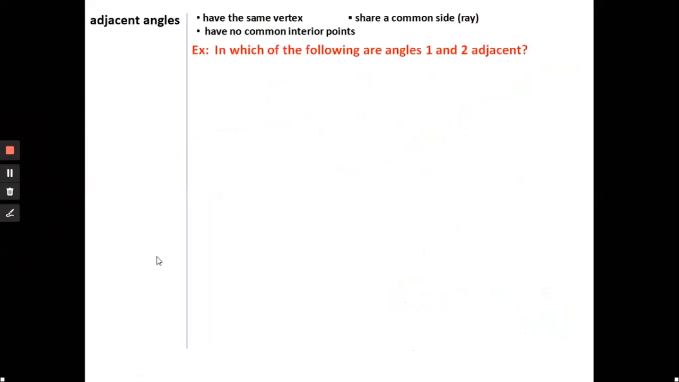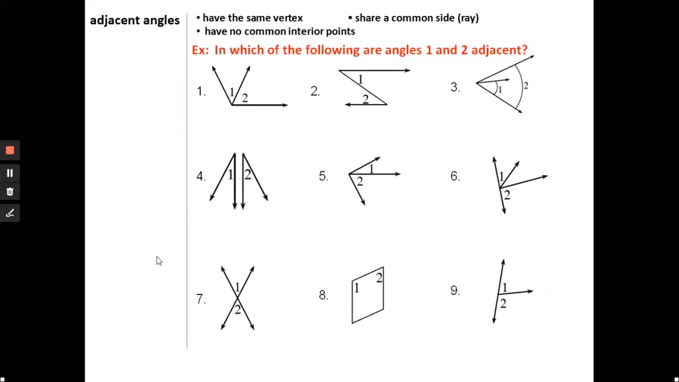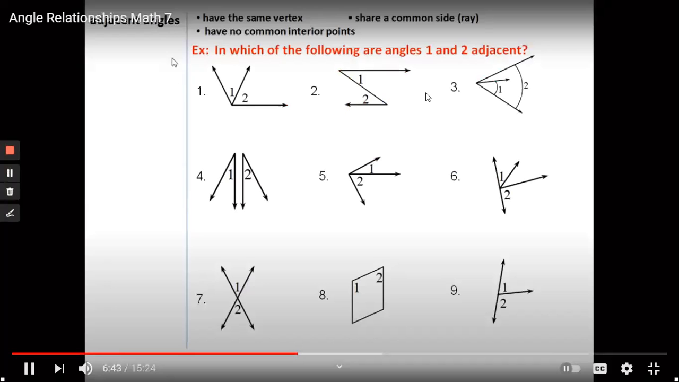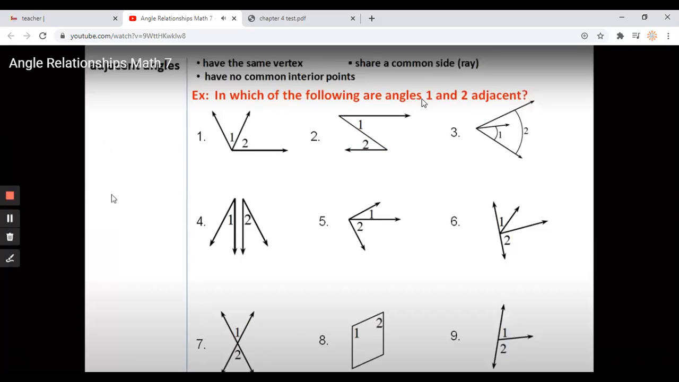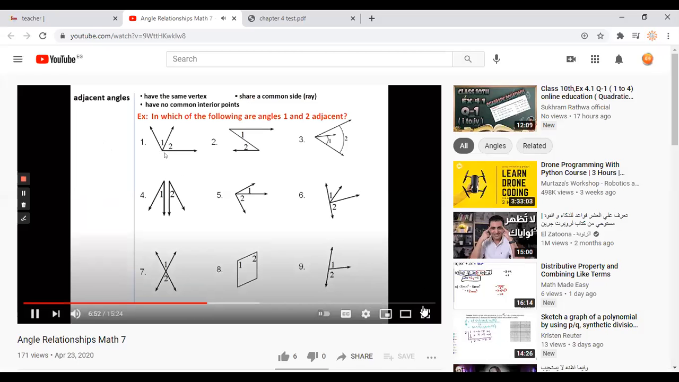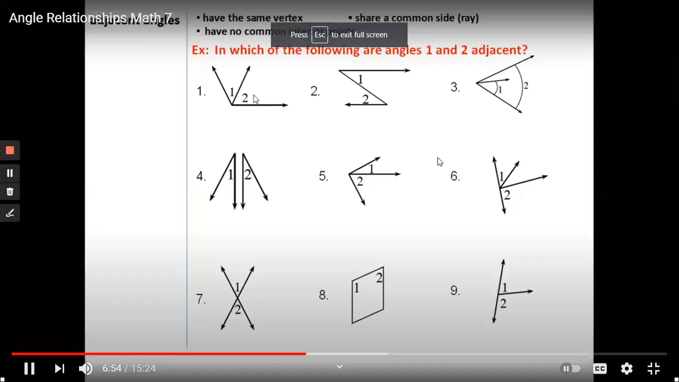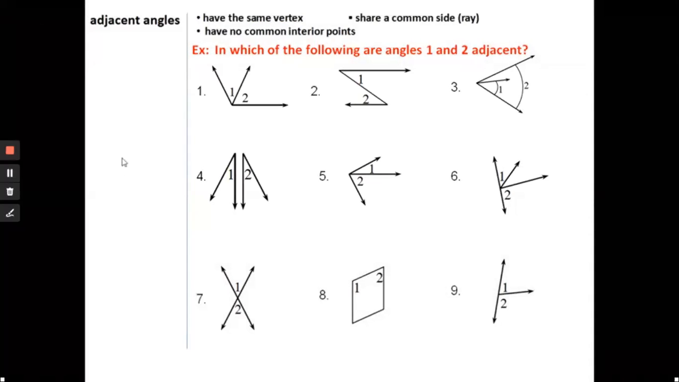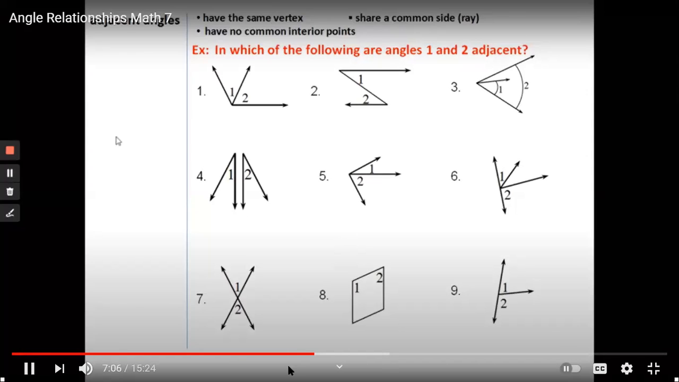Just a little bit of a quiz. Here are 9 pairs of angles, and which ones are adjacent and which ones are not adjacent? Let's look at number 1. Here's angle 1, here's angle 2. Are they adjacent or not? Pause it if you want to answer and explain your answer without having the answer shown. So please be ready. Now we start.